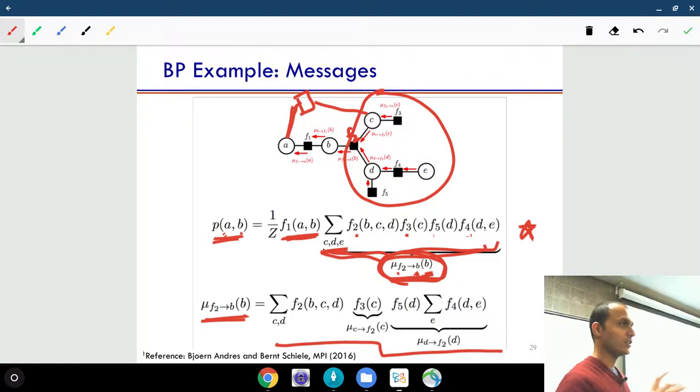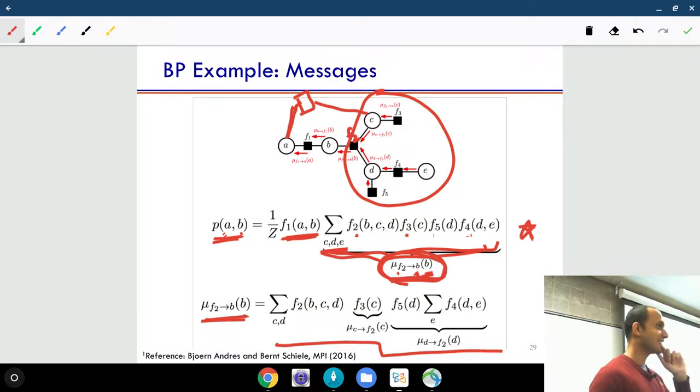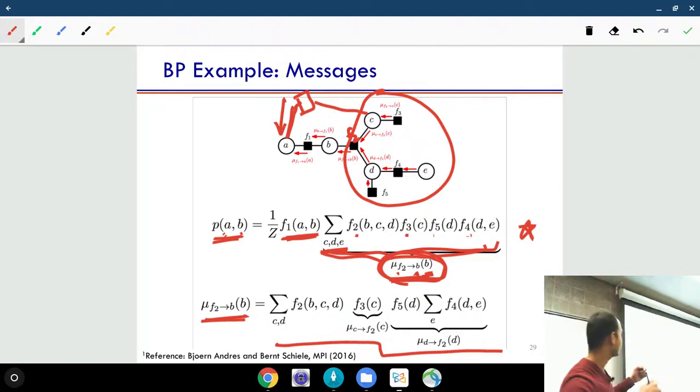Let's answer one question at a time. This is not a tree, so belief propagation will not compute the exact marginals here. Not that it will not, but we cannot prove that it will get the right answer. It may get to the right answer for some reason. Now, your question was about 2 messages being passed. Yes, one message will be passed from this entire branch to B, and the other from here to here. So there'll be 2 messages.